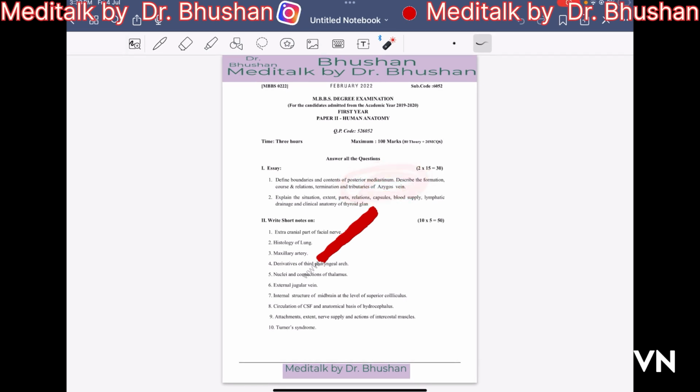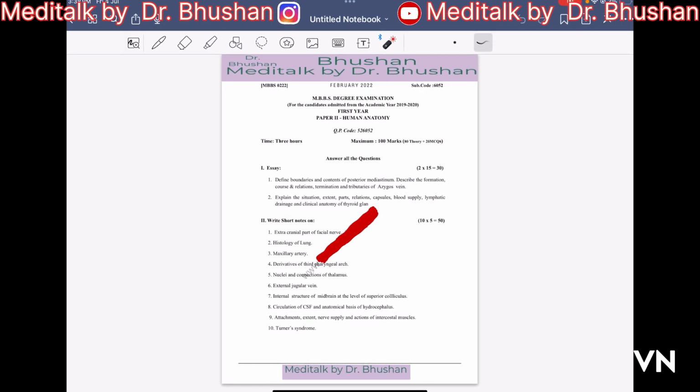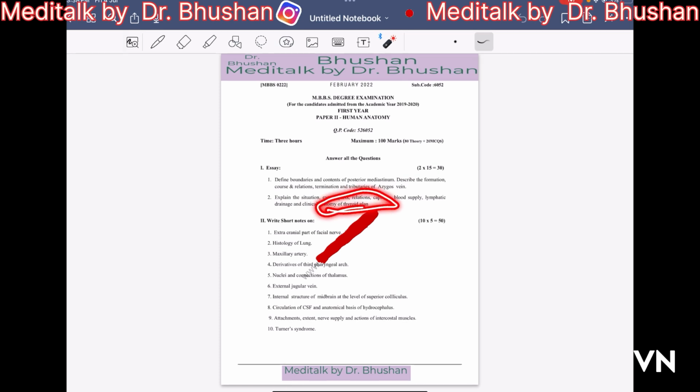Azygos vein. Kindly note that azygos vein. Second is explain the situation, extent, parts, relations, capsule, blood supply, lymphatic drainage and clinical anatomy of thyroid gland. Previously here also asking about the thyroid gland. This is an important question.